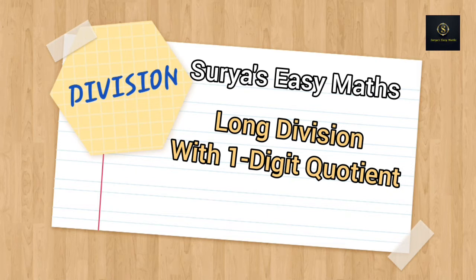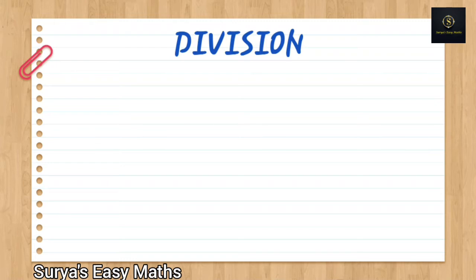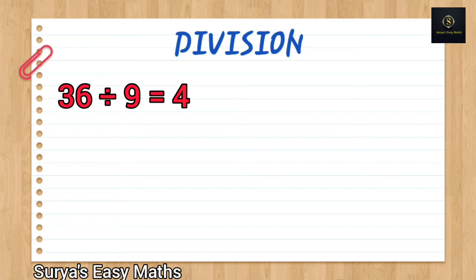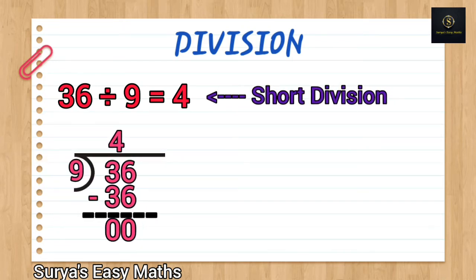Yes, but before starting the maths class, can you tell me what we studied in the previous video? Yes, we studied how to do short division. Correct, children? Division can be written in short form and long form. For example, 36 divided by 9 is equal to 4. When we write division in this way, it is known as short form. And when we write it in this form, it is known as long form.